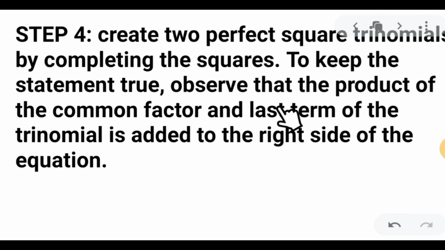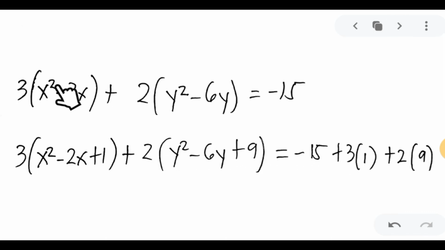Step 4, you have to create two perfect square trinomials by completing the squares. To keep the statement true, you have to observe that the product of the common factor and last term of the trinomial is added to the right side of the equation. So you must convert the terms inside the parentheses into perfect square trinomials. To convert it into perfect square trinomials, you just have to get the half of that. The half of this one of the first degree is 1, right? 2 divided by 2 is 1, and then square that 1. 1 squared is 1.